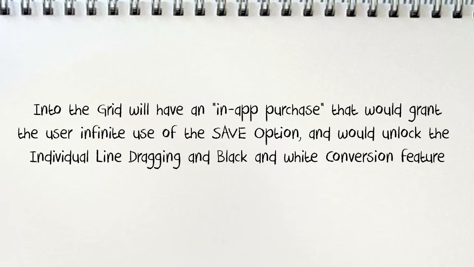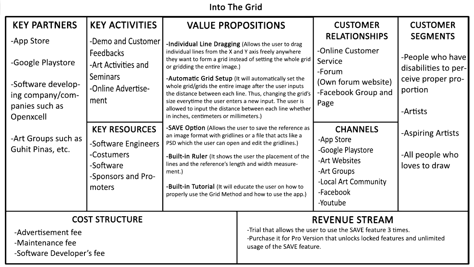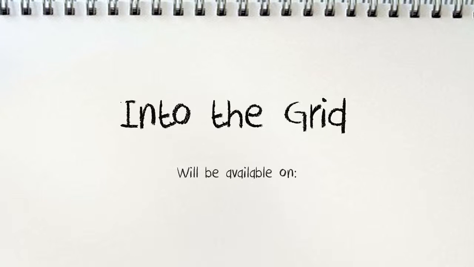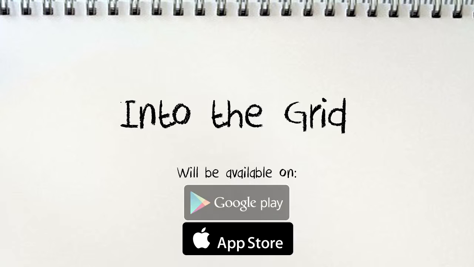Into the Grid will have an in-app purchase that would grant the user infinite use of the Save option and would unlock the individual line dragging and black and white conversion feature. This is our business model canvas. Into the Grid will be available on App Store and Google Play Store.